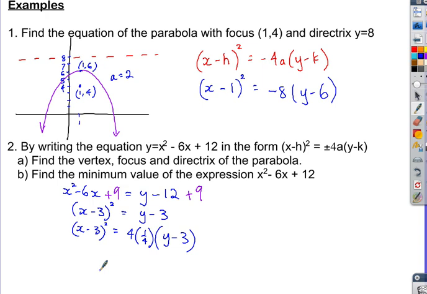Alright, so now when it's in this form here, you can see that the focal length is a quarter. You can also see that the vertex is h, k, the vertex is 3, 3.